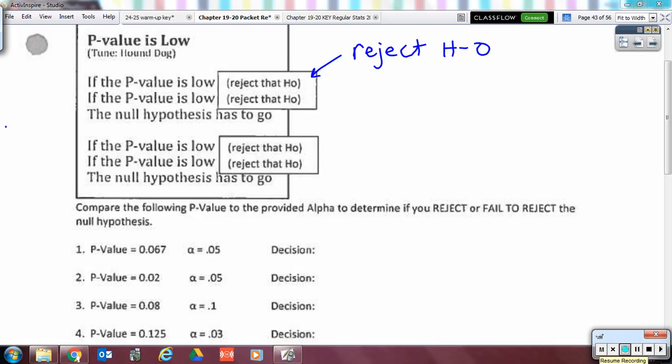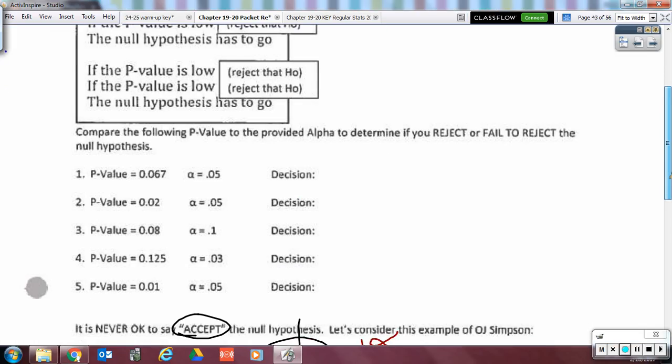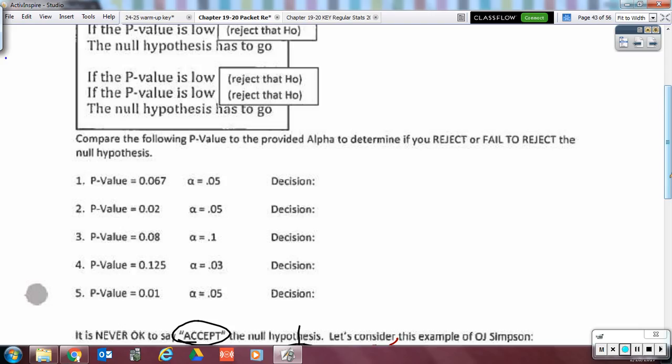That's right. So now, let's take a look. And by the way, when I say that the p-value is low, I am talking about that p-value being lower than what? Alpha, which is defaulted to 0.05 if they don't tell us, okay? So one more time, when I talk about the p-value being low, I mean lower than alpha.